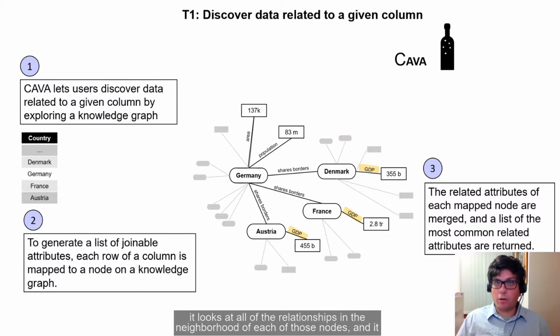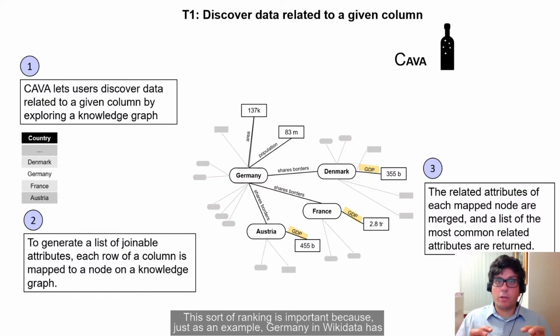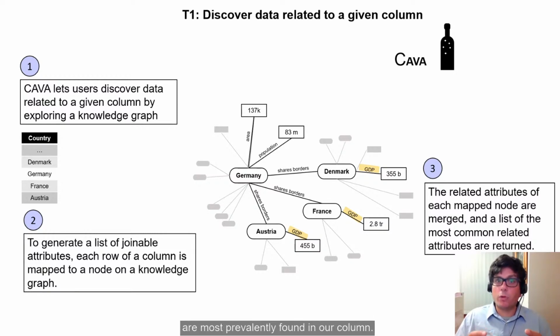So what it does is it looks at all of the relationships in the neighborhood of each of those nodes, and then it merges the list of related attributes along each of those nodes and returns a list of the most common related attributes. And this sort of ranking is important because, just as an example, Germany in Wikidata has about 1,200 related attributes, whereas some smaller countries might only have 200 related attributes. So we want to try to find, in a quick way, what are the attributes that are most prevalently found throughout our entire data set, throughout every value of that column.